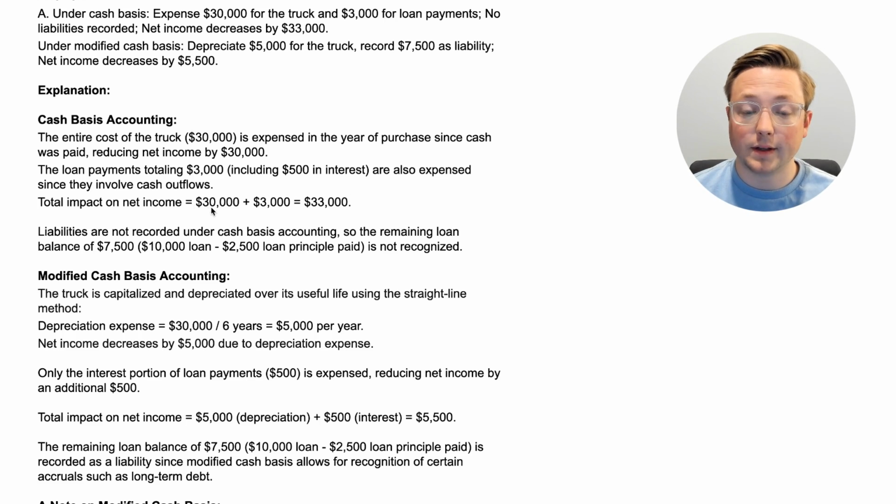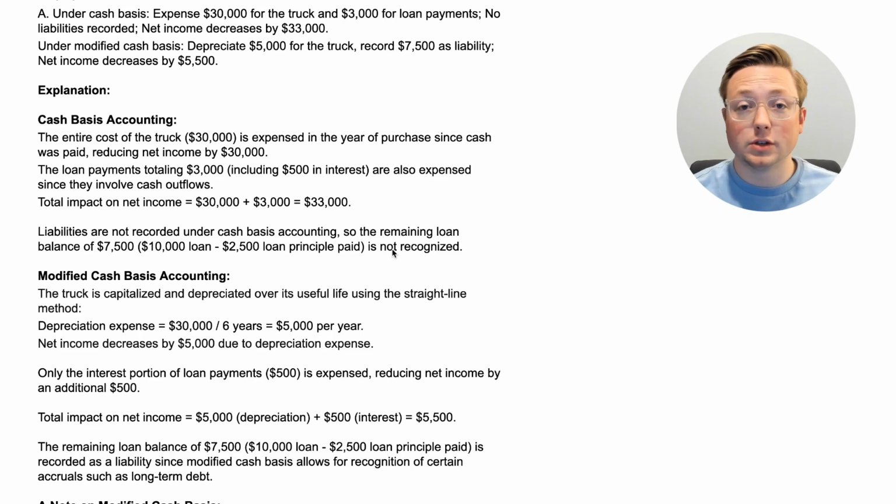So take the $30,000 for the truck that was expensed and the loan payments that were expensed, and that's $33,000 that will reduce net income. Liabilities are not recorded under cash basis accounting, so the remaining loan balance of $7,500, and if you think about it, that's the $10,000 loan less the $2,500 loan principal that was paid, because $500 of the $3,000 was interest, so $2,500 of it was loan principal.